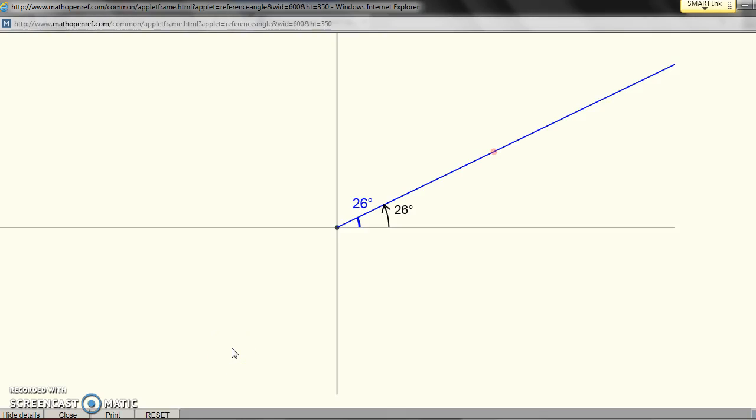Okay, so today we're going to be looking at reference angles. A reference angle is an acute angle that is always taken positive between the terminal side of an angle and the horizontal or x-axis. So in this screencast, right now what you're going to see is that the angle is in black, and in blue is the reference angle to that angle.